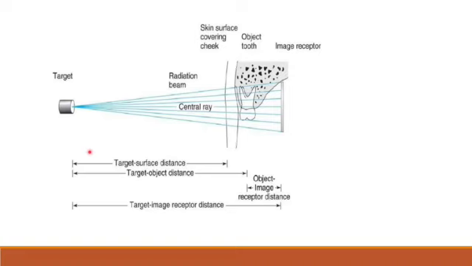So we were discussing about certain distances in the previous slide. Let us see about that now. So target surface distance, it is the distance from the target to the surface, skin surface. Next is the target object distance, that is the distance from the target to the object, that is the teeth which is being imaged. Next is the target image receptor distance, that starts from the target to the image receptor. Image receptor is nothing but your IOPA film.